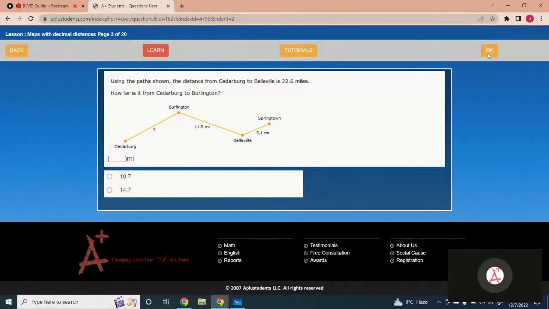Okay, using the path shown, the distance from Cederberg to Belleville is 22.6 miles. How far is the distance from Cederberg to Burlington? Got it? You are given the distance from here to here. So that would be from Cederberg to Belleville is 22.6. You have to find the missing distance, that would be Cederberg to Burlington. So you have to subtract the given 11.9 out of 22.6. Got it? Just subtract 11.9 out of 22.6. You will get the missing distance.